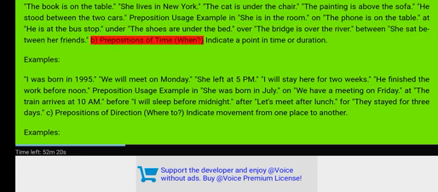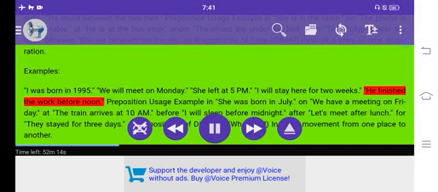B. Prepositions of time indicate a point in time or duration. Examples: I was born in 1995. We will meet on Monday. She left at 5 p.m. I will stay here for 2 weeks. He finished the work before noon.